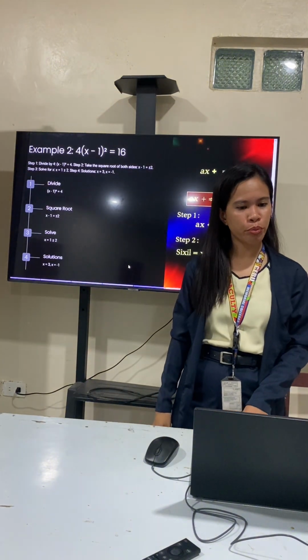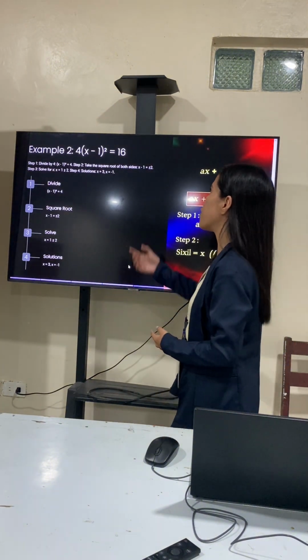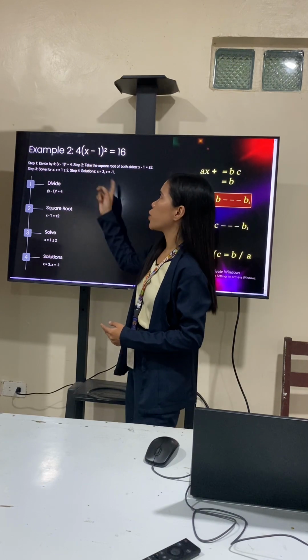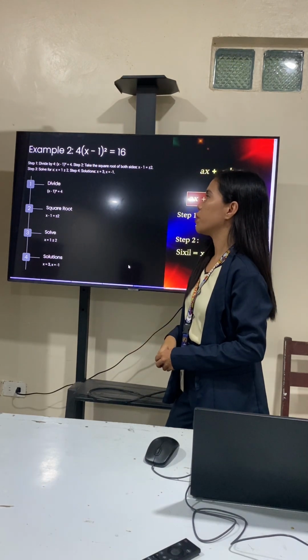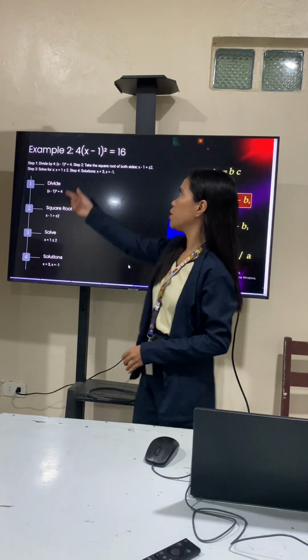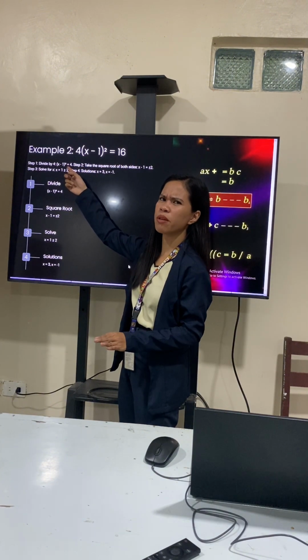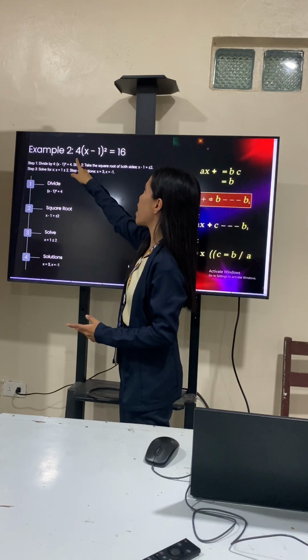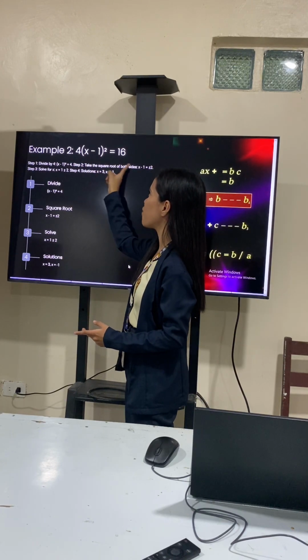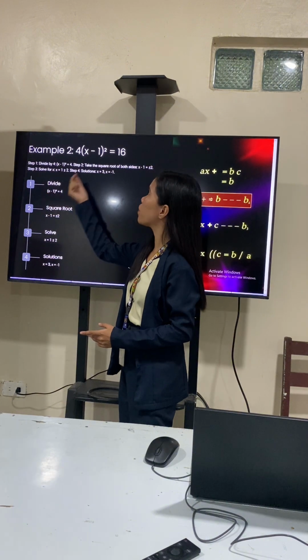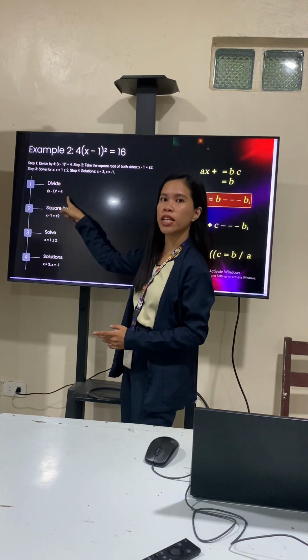Example number 2. Here we have a coefficient outside the square term. We're going to get rid of that coefficient. We're going to divide both sides by 4 so that the 4 will disappear. Not just magically disappear, but through a legal process. Dividing both sides by 4 gives us the quantity of x minus 1 squared equal to 4, because 16 divided by 4 is 4.